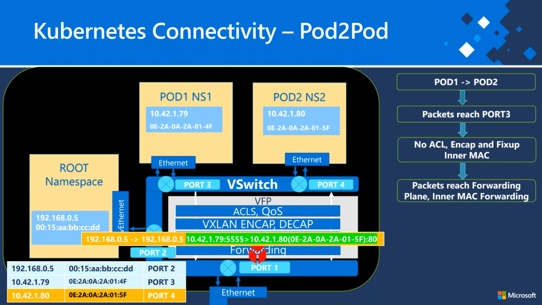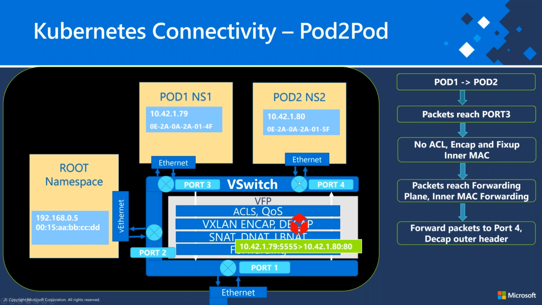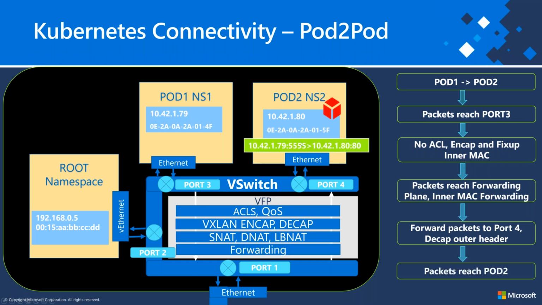Now the same packet reaches the forwarding plane. VFP has this feature where, in addition to forwarding packets based on the outer header, it is also able to forward packets based on the inner header. So it looks up the inner MAC, figures out the inner destination is part of the same host, and forwards the packet to port 4. Once it reaches port 4, the set of VFP rules are executed again. There is a specific rule on the inbound direction where we decap the packet. Basically, the outer header is removed, and then it is given to the TCP/IP stack inside pod 2. Then the TCP/IP stack forwards the packet to the endpoint that is listening for this packet. So this is how pod-to-pod connectivity works for Kubernetes in Windows.